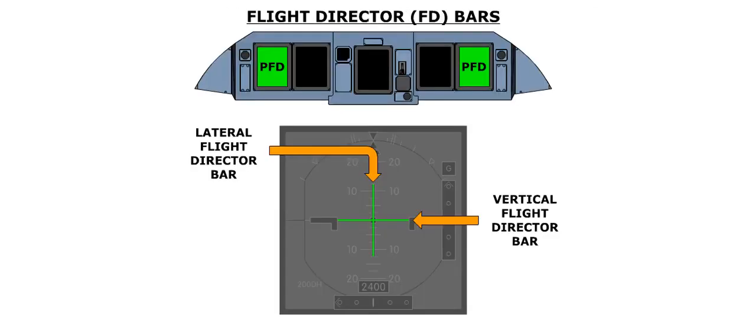The commands from the AFCS can be displayed on the PFD through flight director bars. This part of the AFCS system is called the flight director system. The flight director bars consist of a vertical bar for the lateral mode and a horizontal bar for the vertical mode.